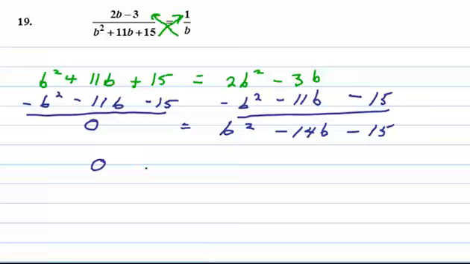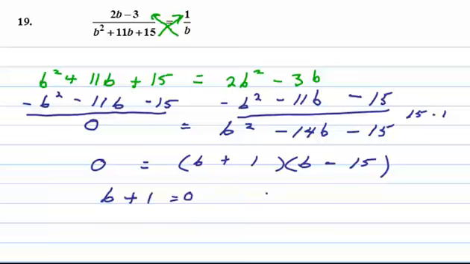And now we're ready to factor. Well, it's a trinomial with a leading coefficient of 1. Opposite signs. Factors of 15 whose difference is 14. Well, 15 times 1. The larger factor gets the middle sign. And now we're ready to solve. So, we set each factor equal to 0. And subtracting 1 from both sides, we get b equals negative 1. Adding 15 to both sides, we get b equals 15.